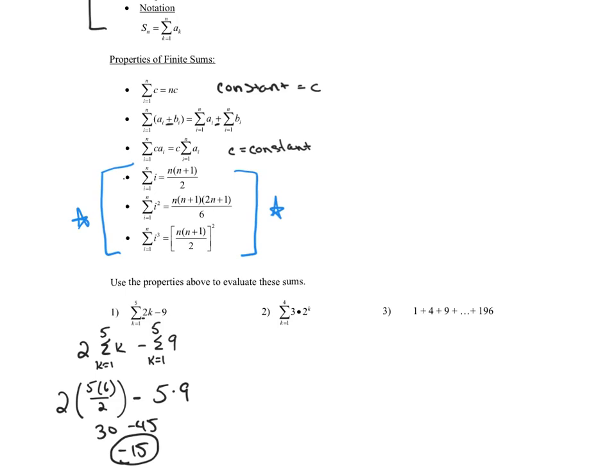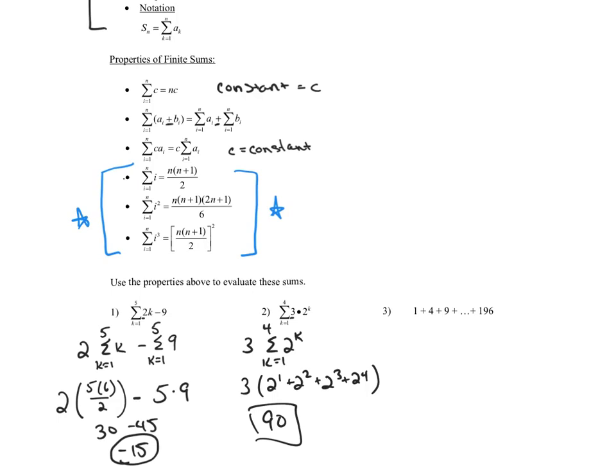Okay, in the second example, we have a 3 as a coefficient again, so we'll pull that out front. We have k equals 1 to 4 of 2 to the k. We don't have a formula for that that's listed above, so we'll just go ahead. It's only 4 terms. 2 to the first, 2 to the second, 2 to the third, 2 to the fourth. And then we multiply and add, and we get 90.